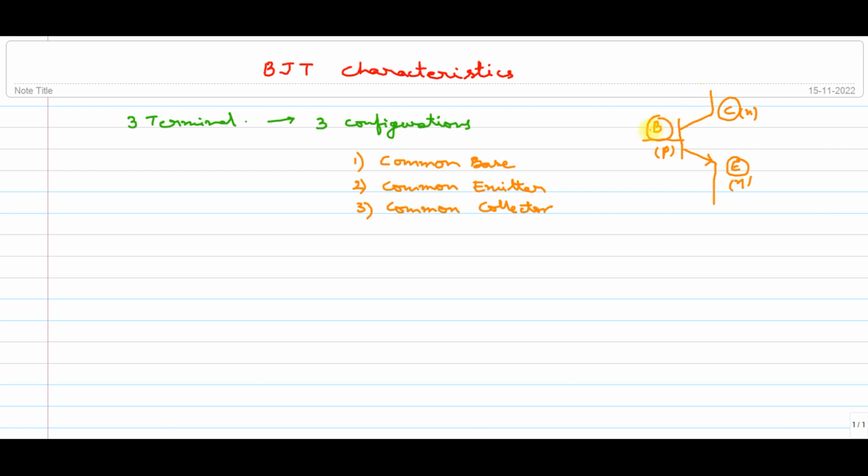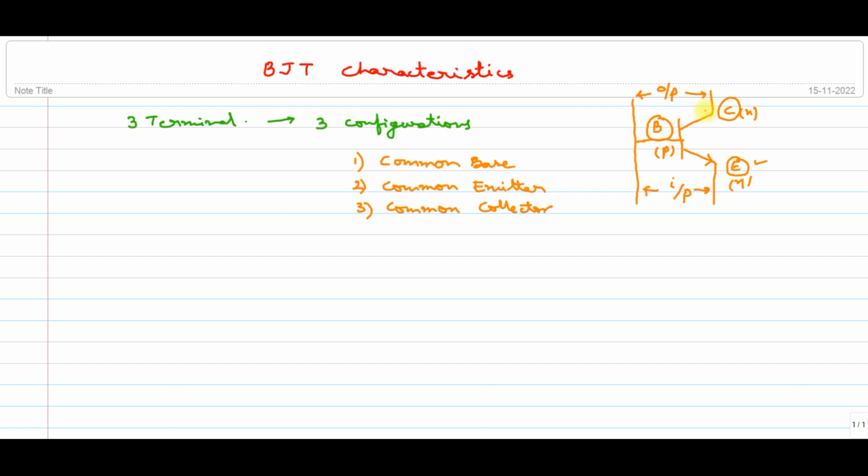That means if I make base common, then what will happen? I can make emitter and base the input side, and I can apply voltage here, and this will be my output side, where I can apply voltage here. So this is the main concept. In this way we can give different voltages. We will see from where we can give voltages and how to measure them, those things we will see in detail. So these are the basic configurations: common base, common emitter and common collector.